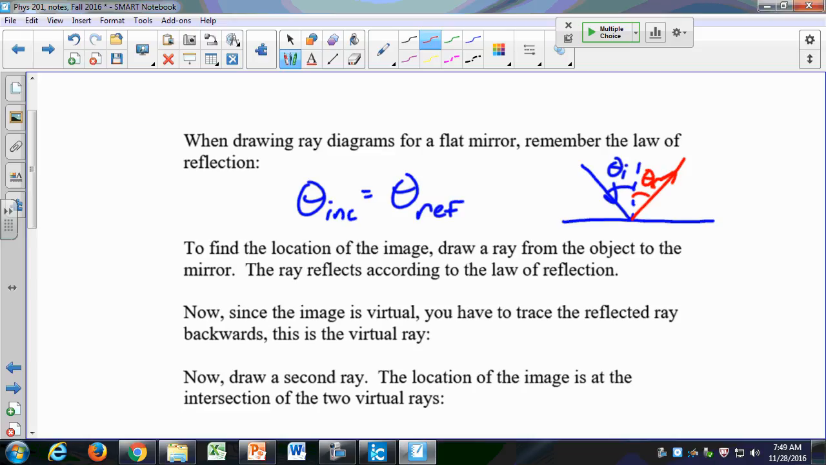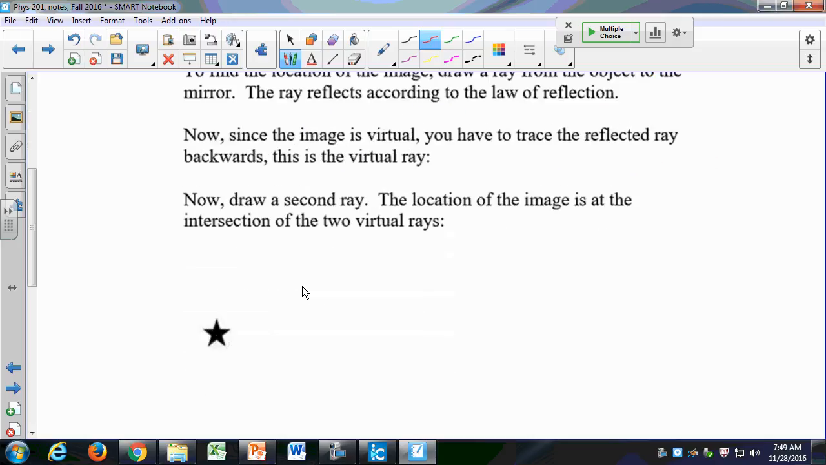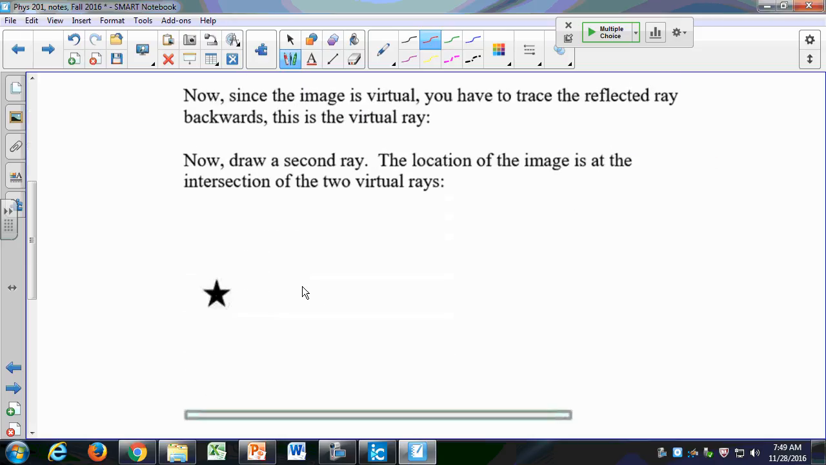All right. If we want to locate the image, we draw a ray from the object to the mirror, and then the ray reflects according to the law of reflection. So I can draw a ray that comes from this object. So this is an object, this is a mirror, and I want to figure out where is the image of this object. And so in order to do that, I have to draw two rays. Now, there are software packages that actually draw rays for optical systems, but we're just going to do them by hand.